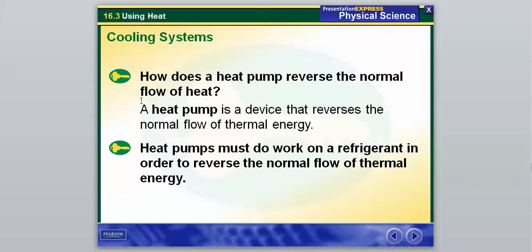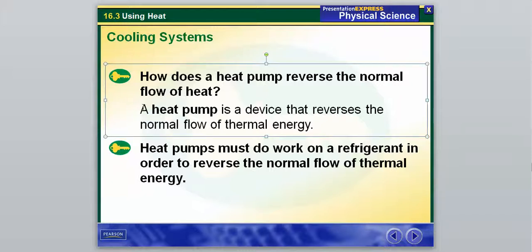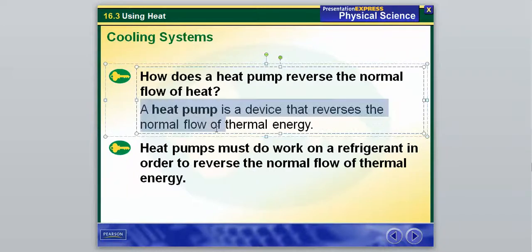Now there's something kind of the opposite of that, known as a heat pump, which is a device that reverses the normal flow of thermal energy. So it makes things work backwards. Again, we usually go from hot to cold, and now a heat pump is going to do the opposite. It's going to make energy go from cold to hot objects. They do work on a refrigerant in order to reverse the normal flow of thermal energy. One of the big examples of a heat pump is actually a refrigerator.